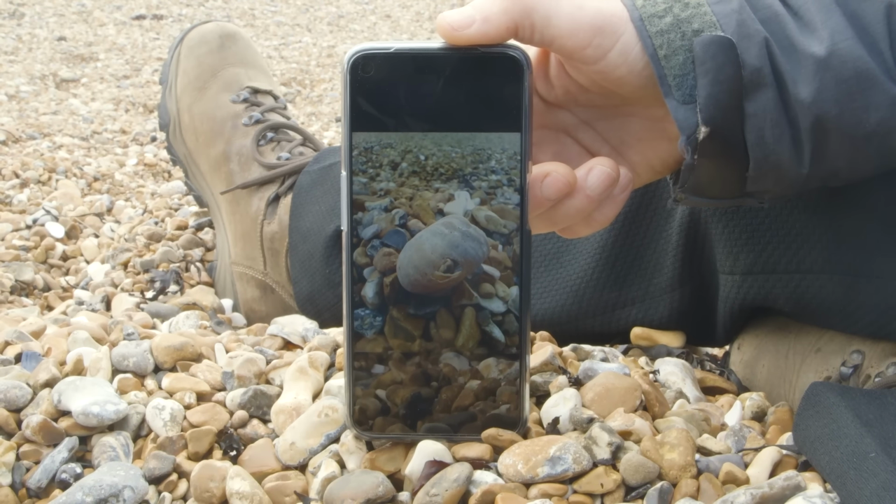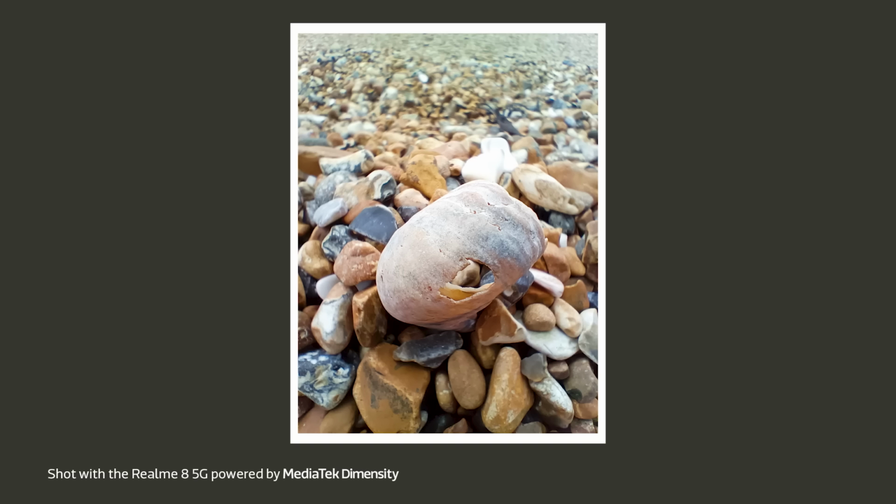I'm getting some nice detail on it, but unfortunately, I've had to point the phone down in order to position it in the frame, and now it's just turned into a study of a shell. I can't actually see the sea or the sky behind it, so it doesn't really say seaside to me.